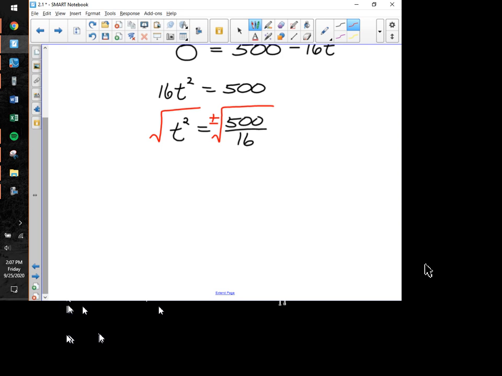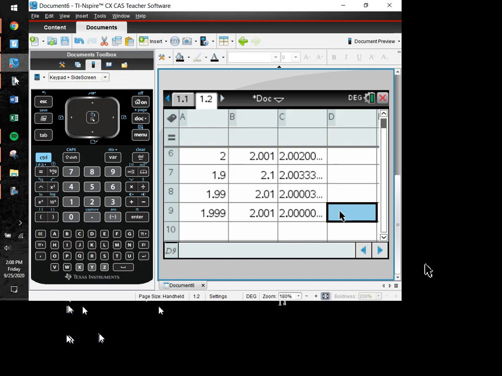Our domain here for t would be from 0 to infinity. So we can forget about the plus or minus when we're solving for something like time. And we are going to get t equals, and I've got to show you guys something interesting about your calculators. I don't want to be here right now, so I'm going to go back to my calculator page.